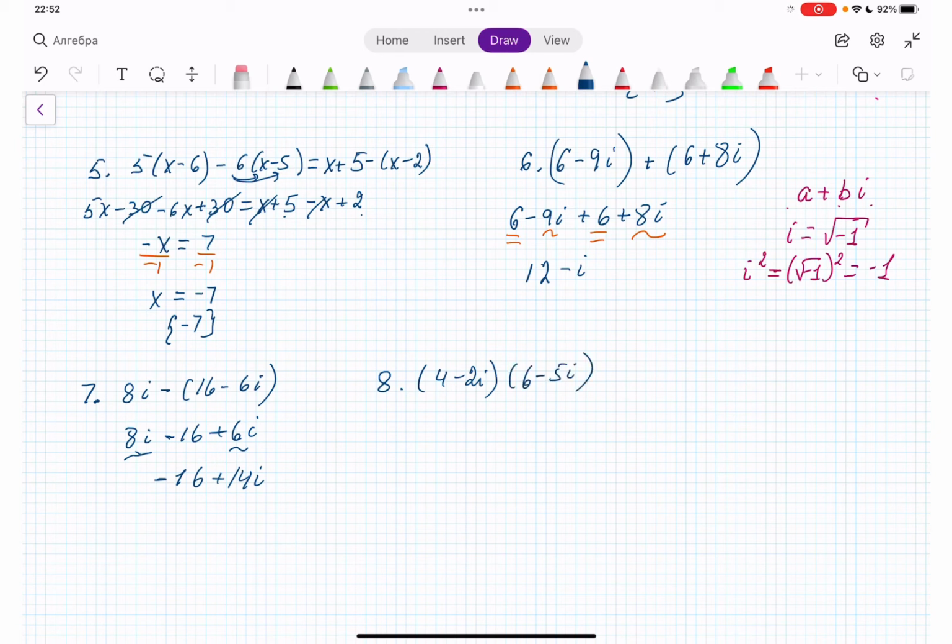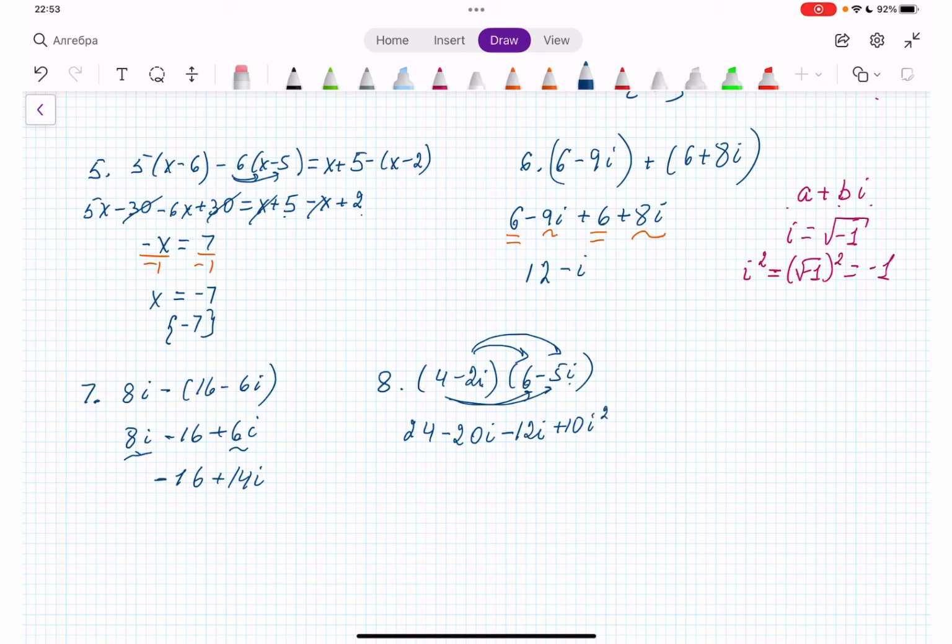Okay, let's do it. So first, I am taking the first number 4 multiplied by 6. It's going to be 24. Next, 4 times negative 5i. It's going to be negative 20i. Next, negative 2i multiplied by 6. It's going to be negative 12i. And negative 2i multiplied by negative 5i. So negative 2 times negative 5 is positive 10. And i times i, we are getting i squared, right?